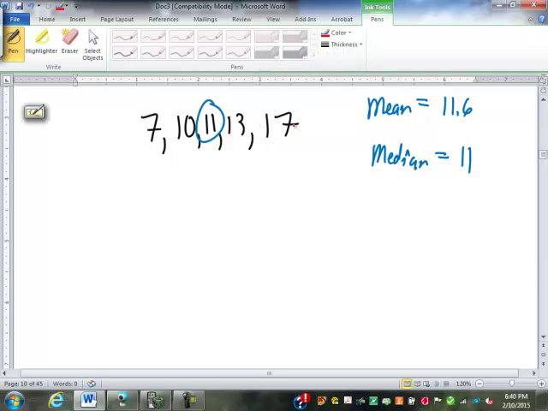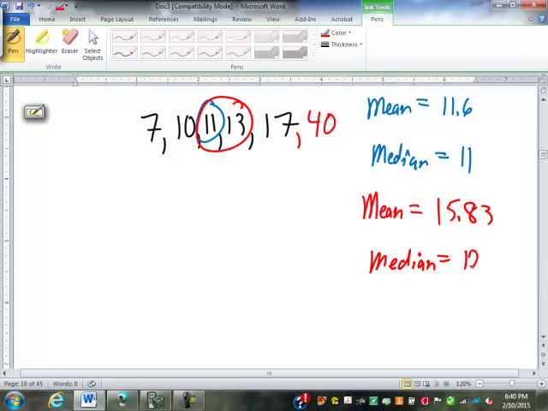Well, now I'm going to do this. I'm going to add a number to it. I'm going to add the number 40 to it. Now the mean would be what? 15.83. The median is going to be between 11 and 13. It's going to be 12.